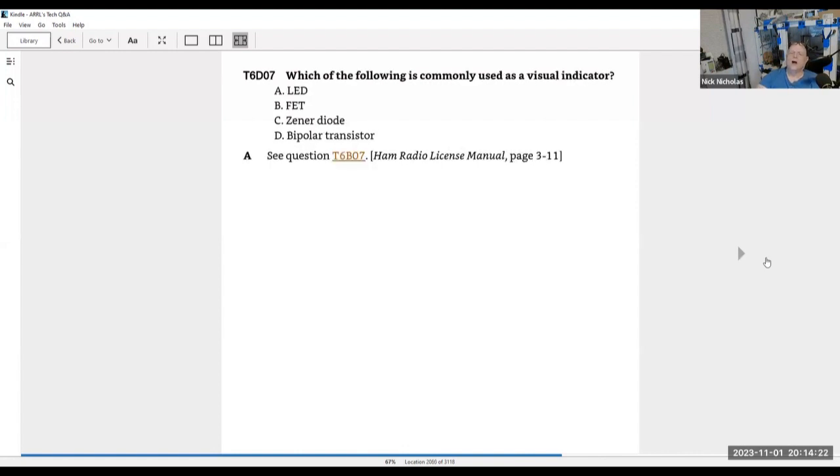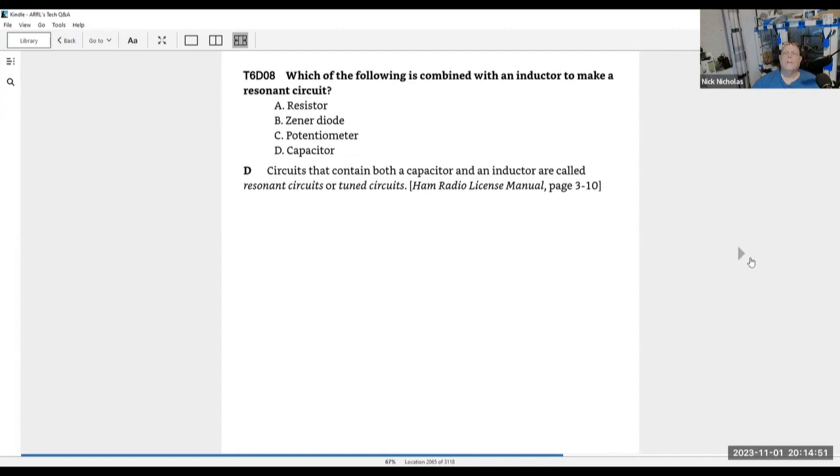Which of the following is commonly used as a visual indicator? And the choice there is an LED, FET, Zener diode, or bipolar transistor. Well, you can't see any but the LED. And visual means you can see it. An LED is a visual indicator. It's on or it's off. LEDs are also used as visual indicators giving values because they can be on and off in segments that can display a value. But it requires more circuitry than a simple LED.